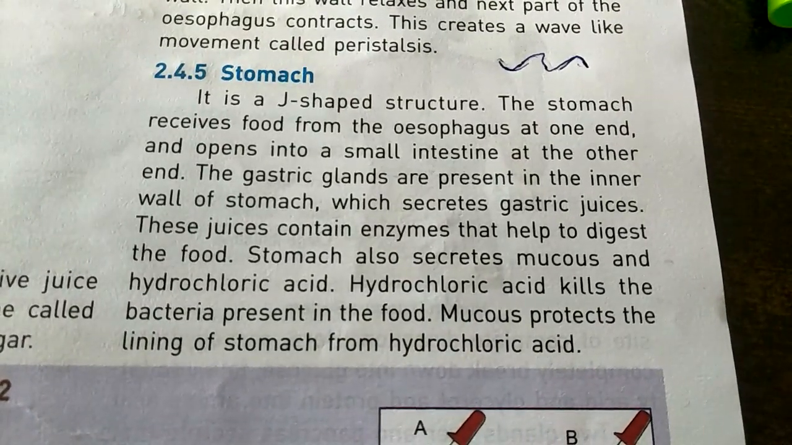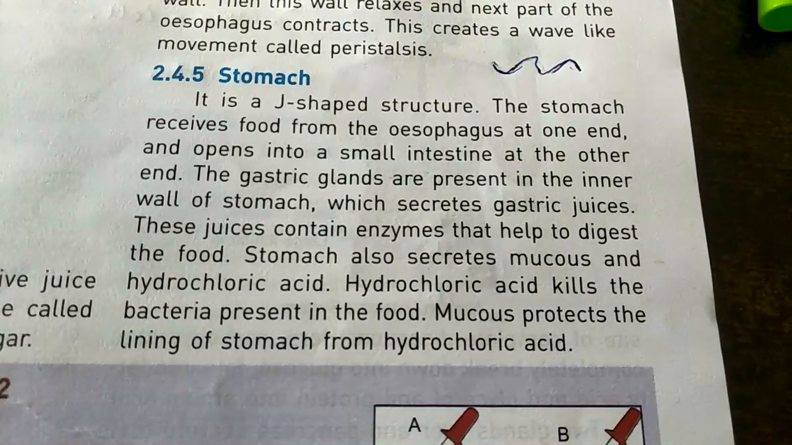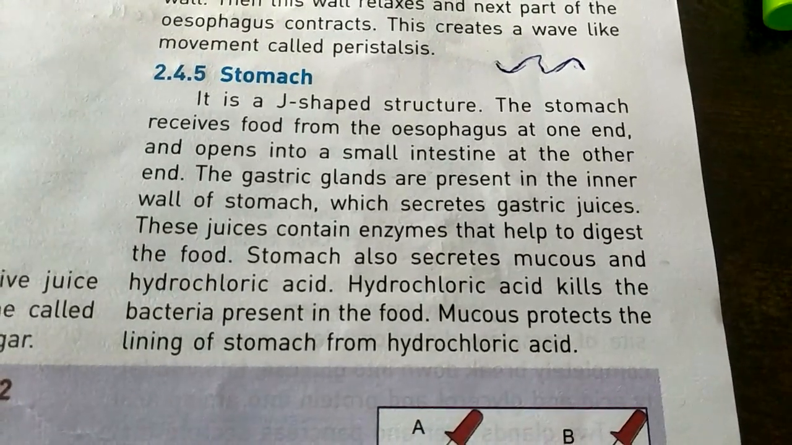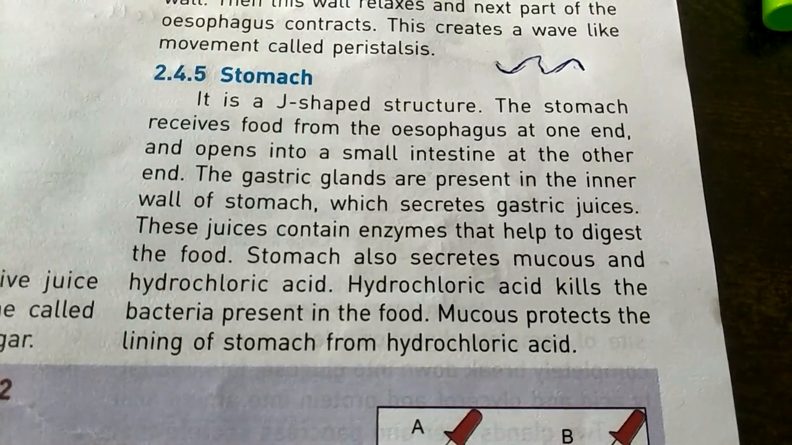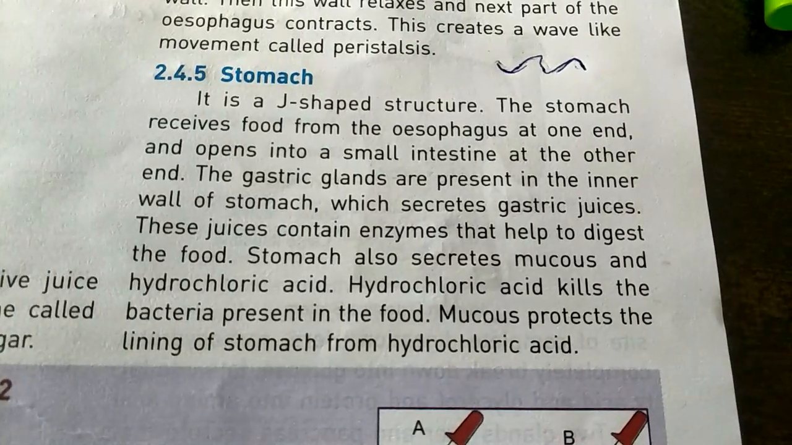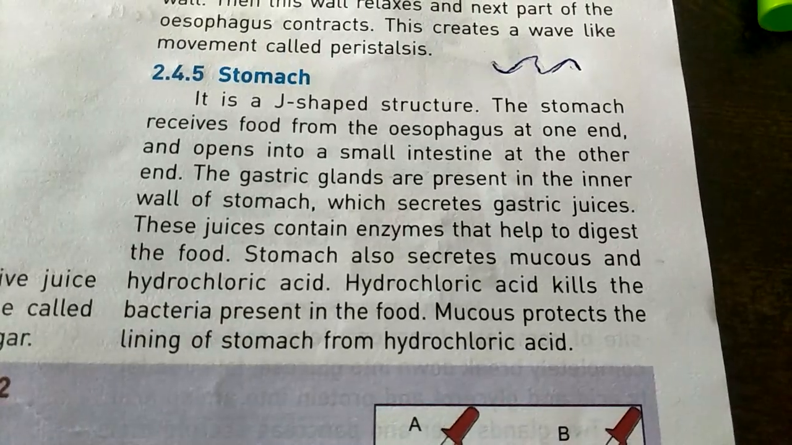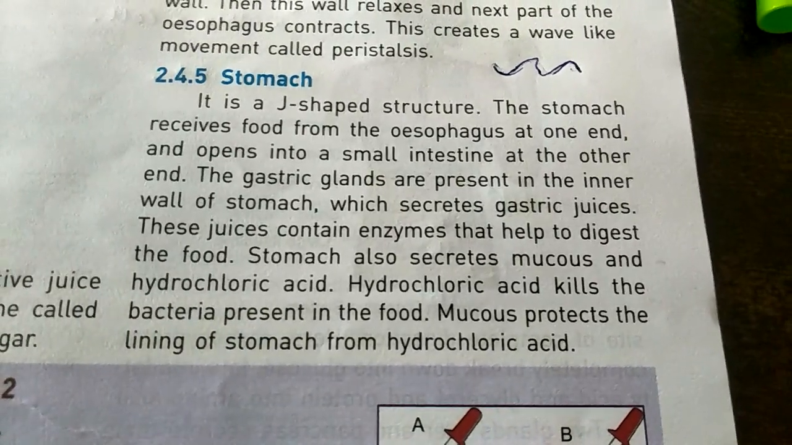The stomach also secretes mucus and hydrochloric acid. Hydrochloric acid is generally used to digest food. Hydrochloric acid kills the bacteria present in the food. This is the important function or role of HCl.